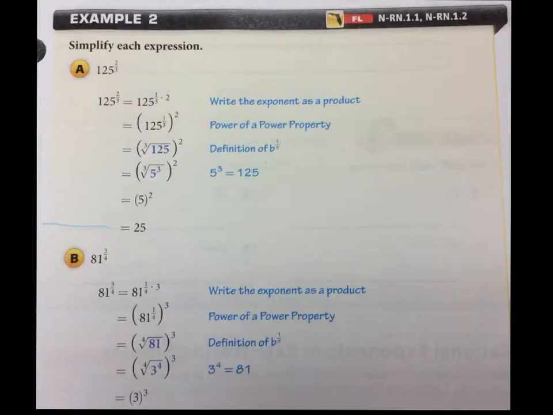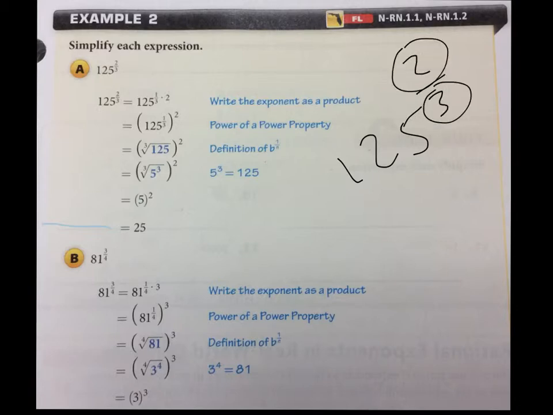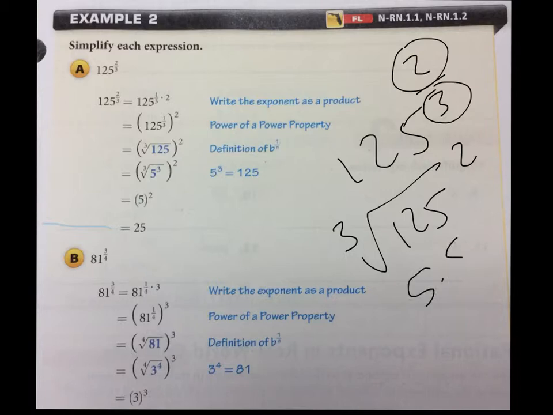All right, on this next slide, what we're going to do is take those properties. If I have 125 to the 2/3 power, we kind of covered this in class. Here's my index. Here's my power. Well, I'm going to do the cube root of 125, and then I'm going to square it. Since it's ending in 5, the answer is going to be 5 times 5 times 5. So the cube root of 125 is simply 5.